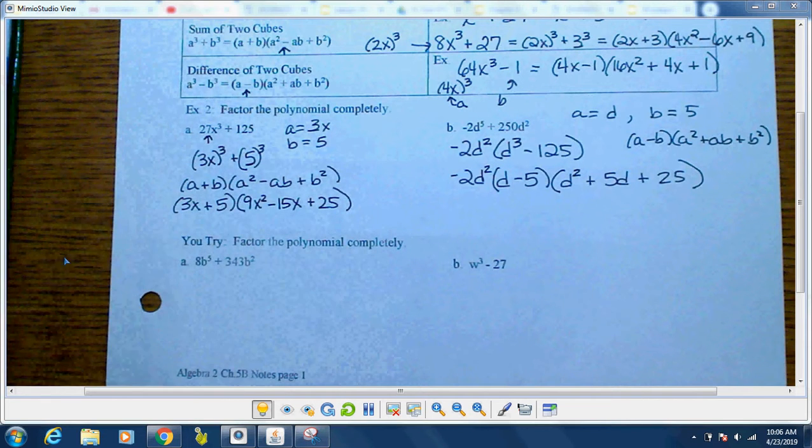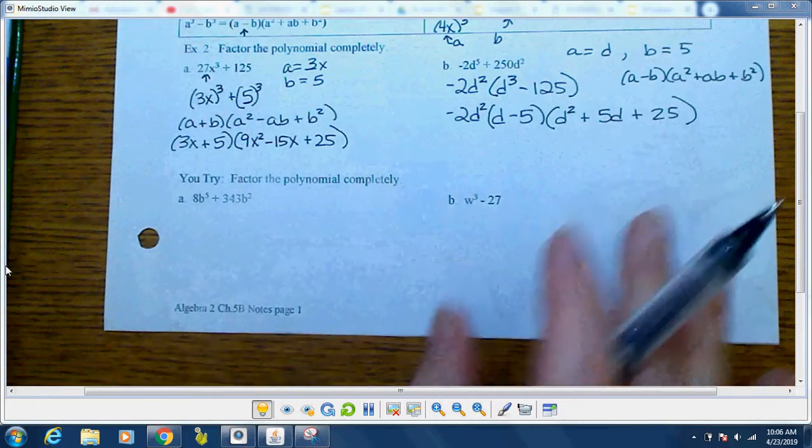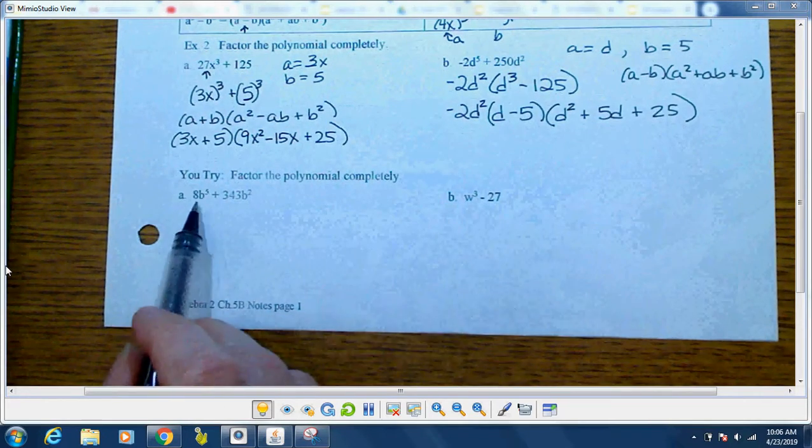Okay, let's look at part 2, or a second video of this. So when we left off last time, we were doing the sum and difference of two cubes. So I'm going to go ahead and knock out these two.